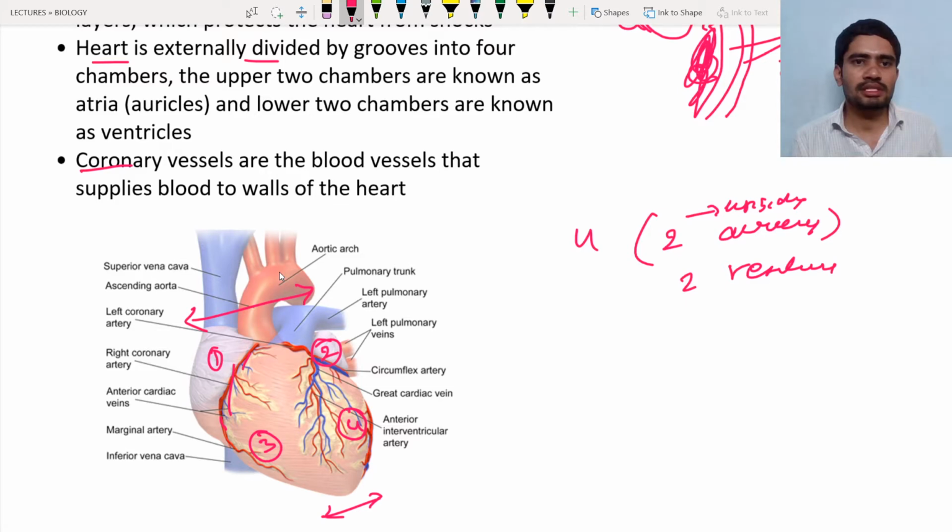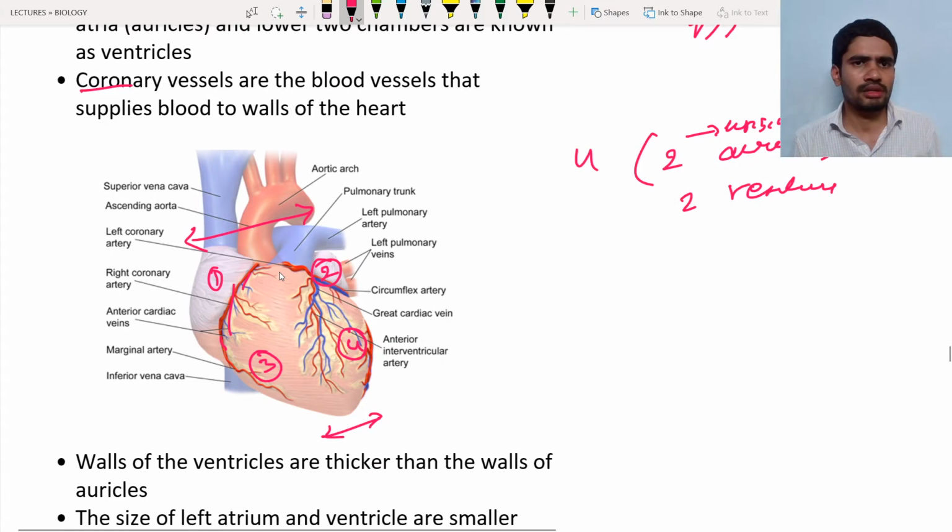Just now we have discussed that coronary vessels are the blood vessels that supply blood to the walls of the heart. Even the heart is a living tissue, so it needs nutrients and gases. Hence, these vessels supply blood with nutrients and gases to the tissue of the heart. This is the main function of the coronary vessels.